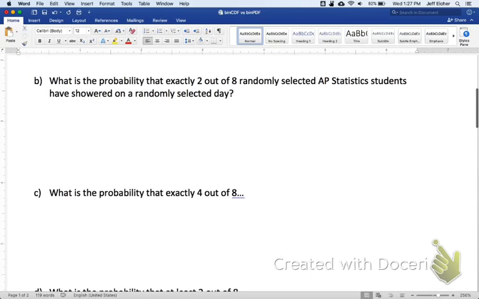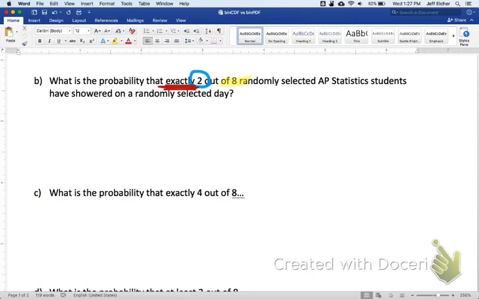What is the probability that exactly 2 out of 8 students will have showered that day? So again, our number of trials is 8, and this 2 is the number of successes we're actually looking for. Probably the most important part of all of this is this term right here: exactly. If you have the term exactly, that tells you that you want just one particular binomial term.